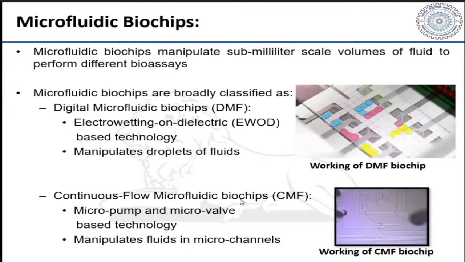So if we go with microfluidic biochips, broadly there are two types in general. One is the digital microfluidic biochip, and another is the continuous flow microfluidic biochip. This is similar to the electronics that we have studied, where there are digital electronics and analog electronics. Keeping the analogy with electronics, fluidics is also like that.